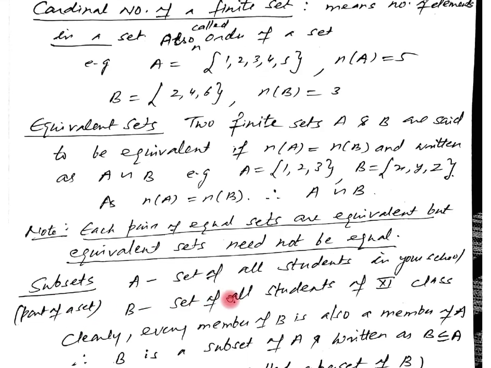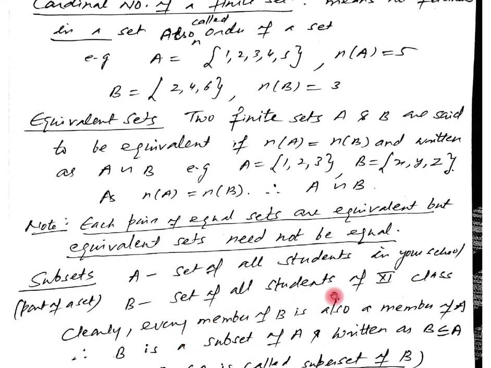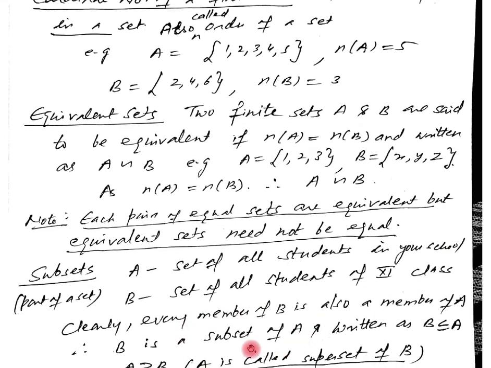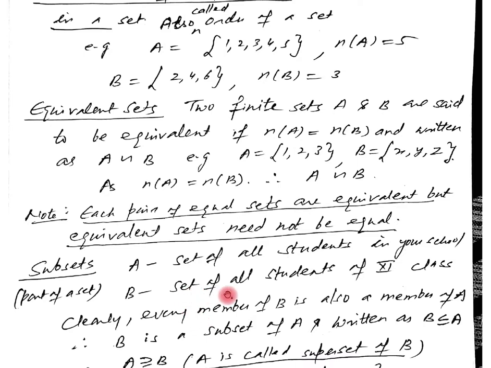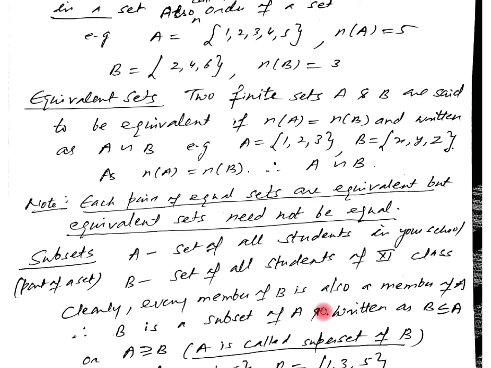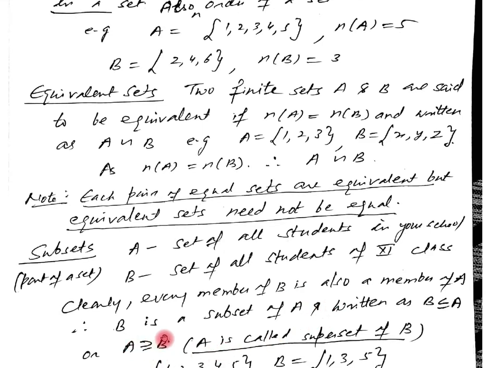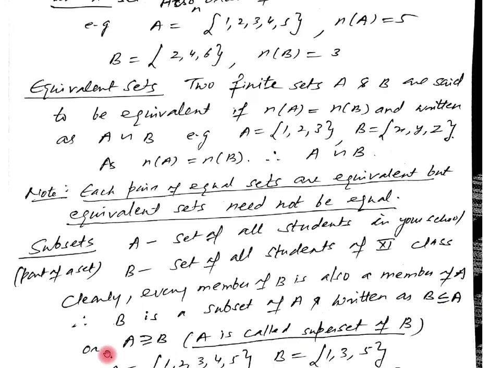Let A be the set of all the students in your school and B be the set of all the students of 11th class. So clearly every member of B is also a member of A. Therefore, we can write B is a subset of A, written as B ⊂ A. This is the sign for subset.